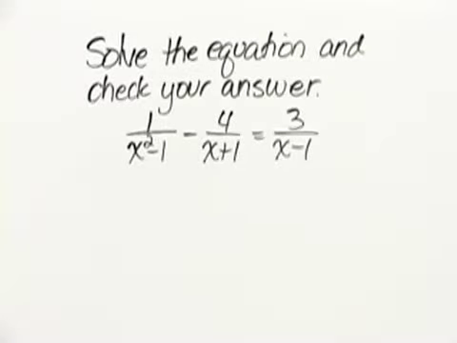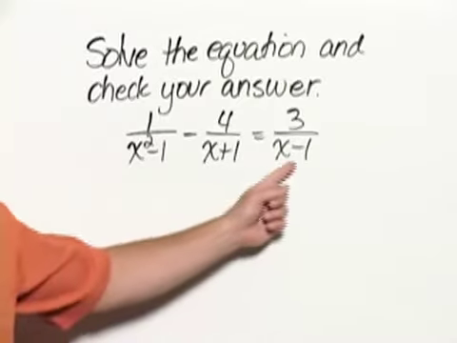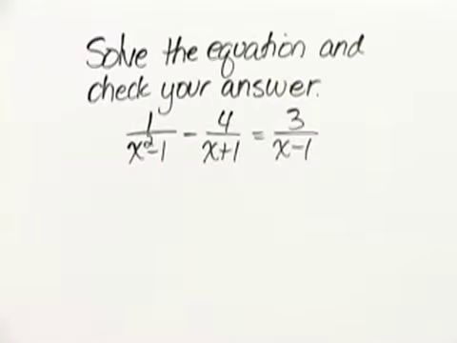Solve the equation and check your answer. 1 over x squared minus 1 minus 4 over x plus 1 equals 3 over x minus 1. So to solve this, we are going to multiply both sides of the equation by the LCD.